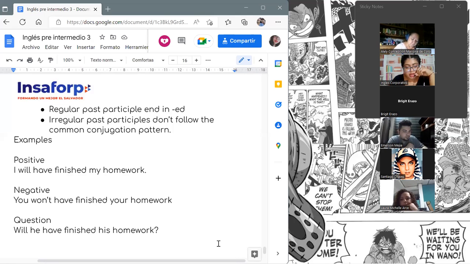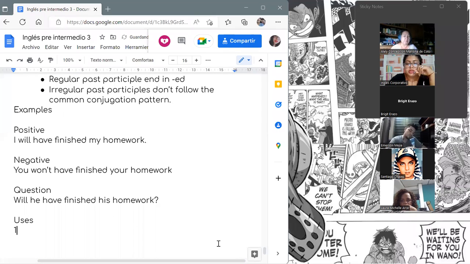So we're going to see three different uses that we can give to this tense. Number one, it says an action that will be completed before a specific time in the future. An action that will be completed before a specific time in the future. For example, next September, we will have been married for 15 years.